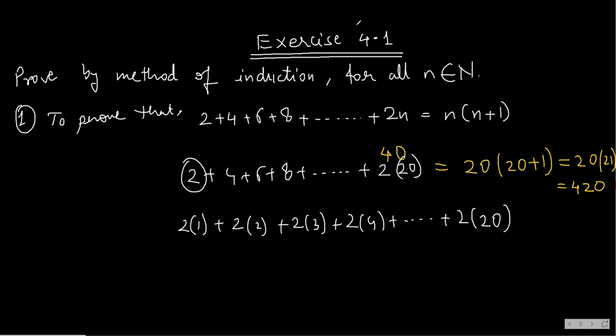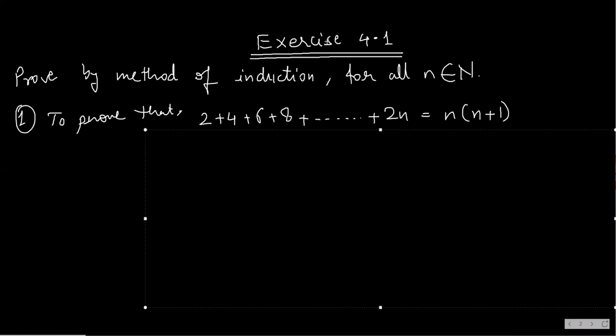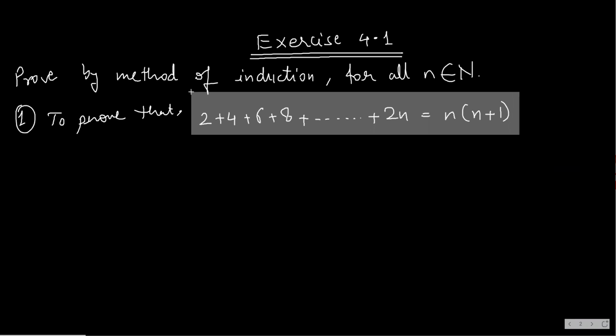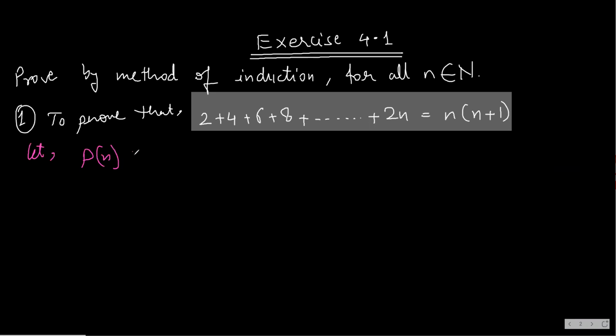Okay. Let us now prove it. See, I have to prove this proposition. The first thing I do is I assume this to be P of n. I will write: let P of n be this, that is 2 plus 4 plus 6 plus 8 plus dot dot dot plus 2n equals n into n plus 1. This is P of n.